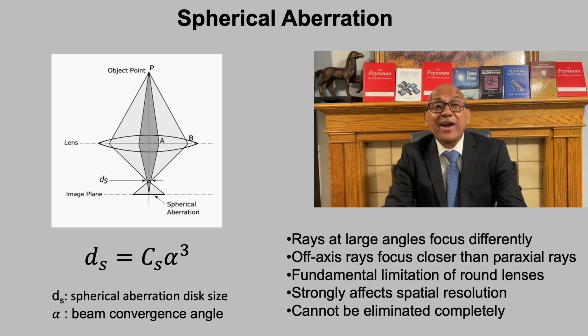The proportionality factor that sets the overall strength of this effect is a property of the lens itself, known as the spherical aberration coefficient. Because of this strong cubic dependence on angle, spherical aberration becomes a fundamental resolution limiting effect in round electromagnetic lenses. Although its impact can be reduced by carefully controlling apertures and operating conditions, spherical aberration cannot be completely eliminated in conventional SEM optics.